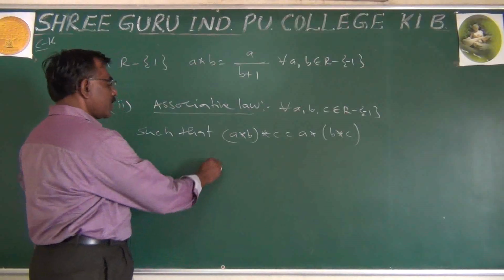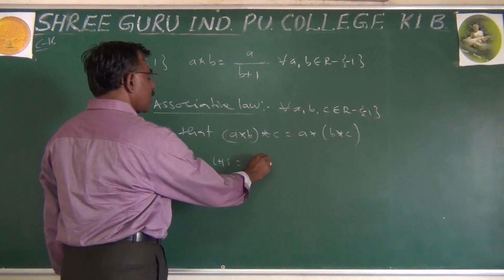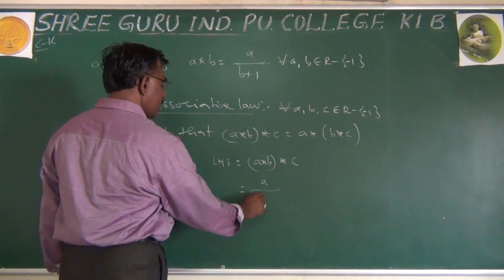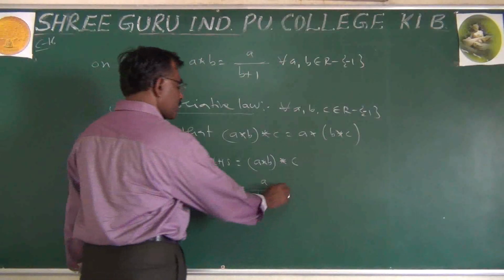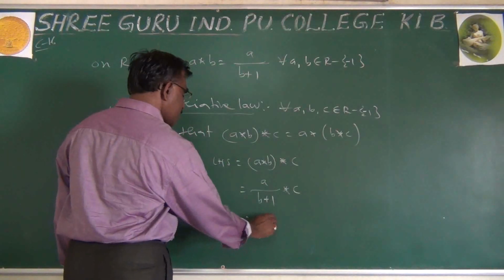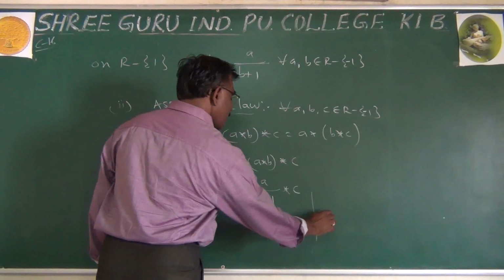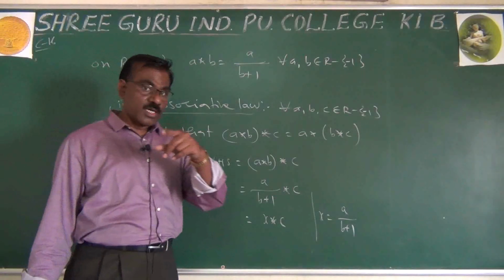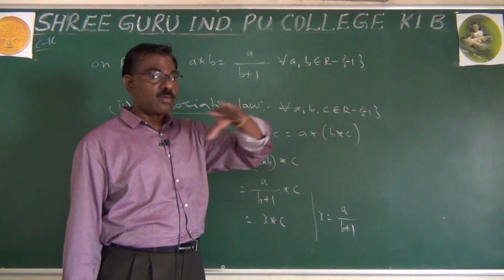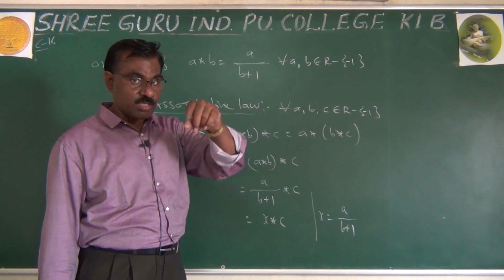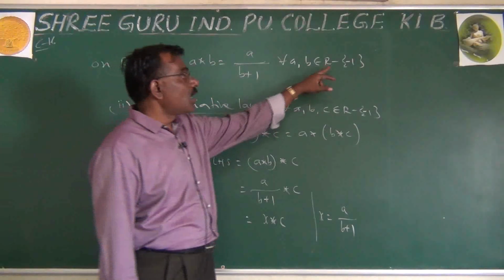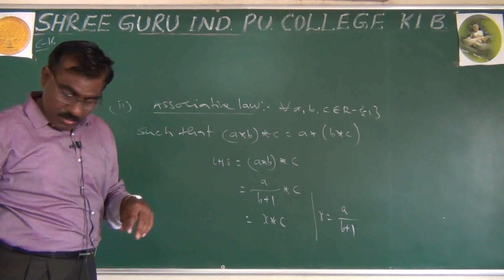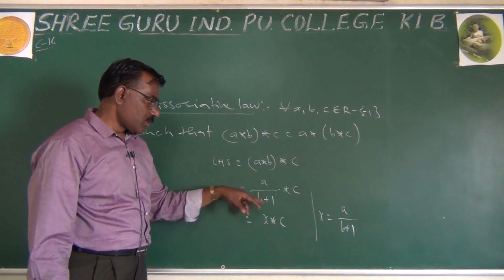So LHS is a star b star c. What is a star b? a by b plus 1. Star c, you take x star c, where x is a by b plus 1. Just note this correction: a, b belongs to R other than minus 1. So what is a star b? a by b plus 1.